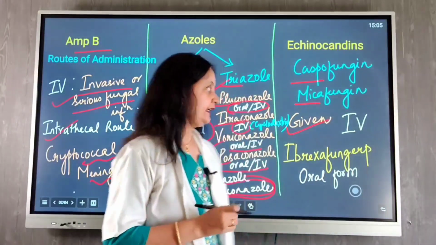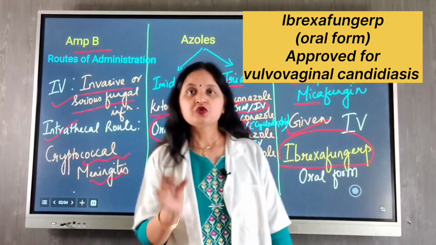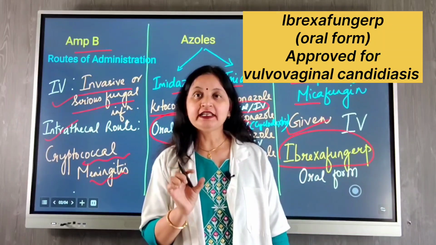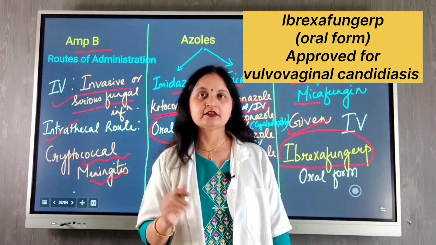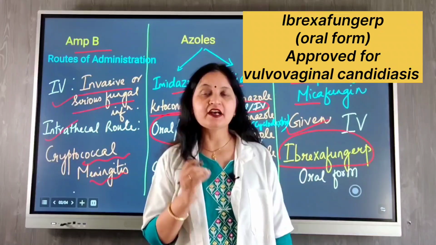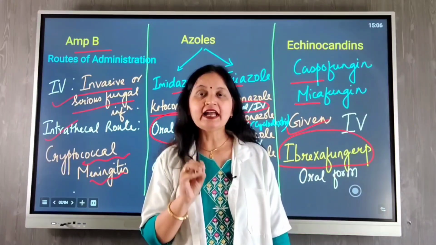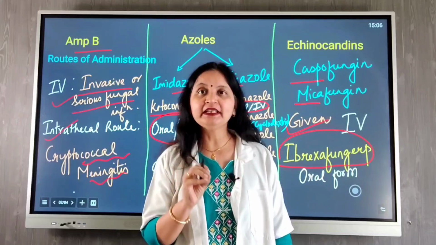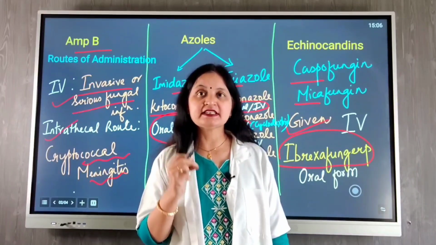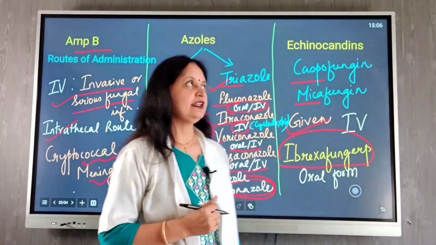Now, to be kept in mind that there is another new drug, that is ibrexafungerp. So, ibrexafungerp is a novel drug that is approved by FDA for treating vulvovaginal candidiasis. So, vulvovaginal candidiasis can be treated by a new drug, that is ibrexafungerp, which is available in oral form. Now, these drugs act by inhibiting the synthesis of beta-glucan. So, beta-glucan synthesis is inhibited, and this inhibits the cell wall of the fungus, leading to death of the fungus, and they are fungicidal in nature.